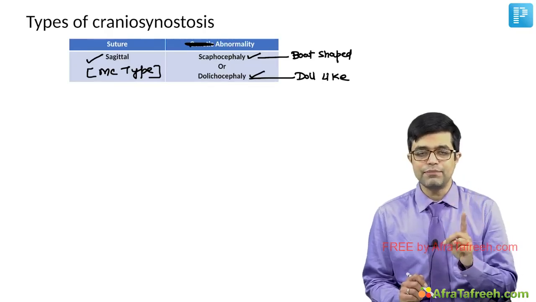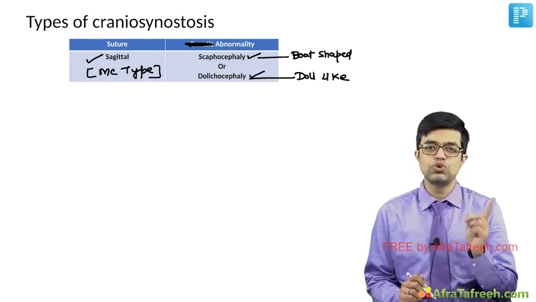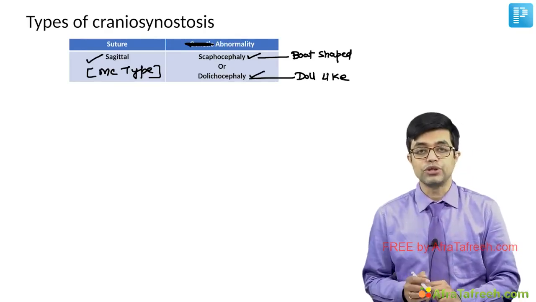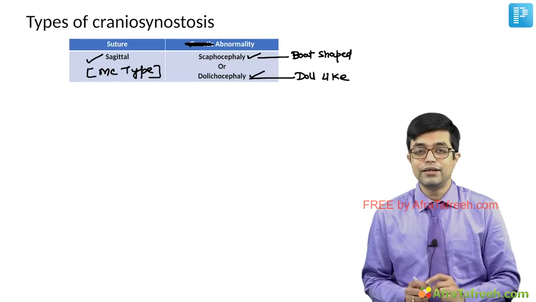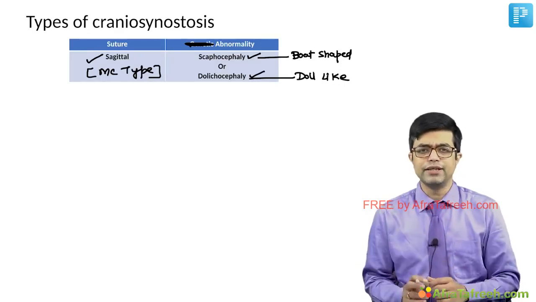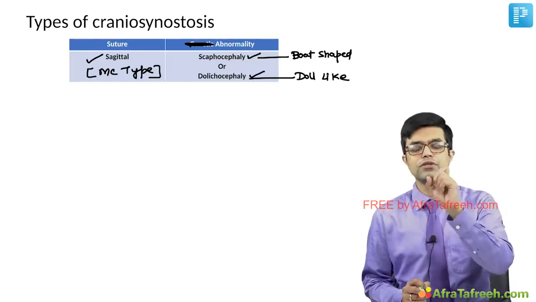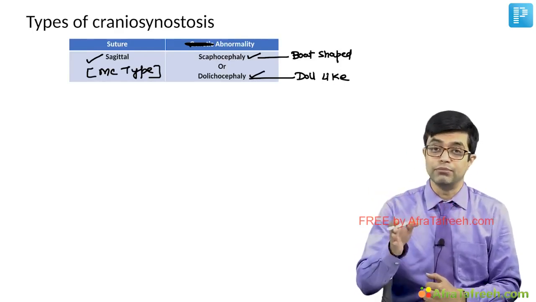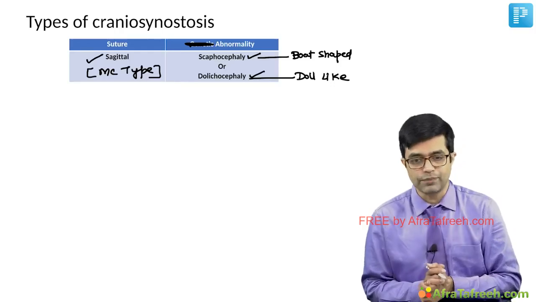In one of the exams, they said, what is the most common suture involved in craniosynostosis? The answer was sagittal suture. In 2019, they modified it. They said, which is the type of craniosynostosis most commonly seen in children? The answer was scaphocephaly because it involved the sagittal suture.